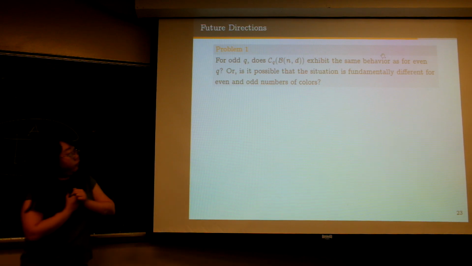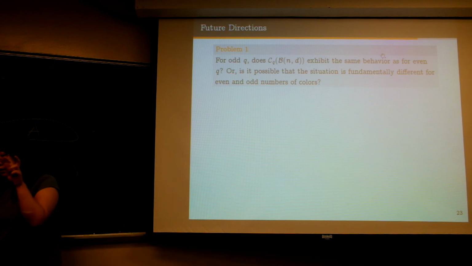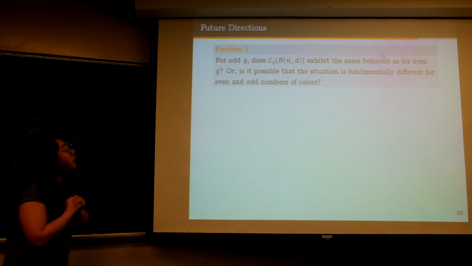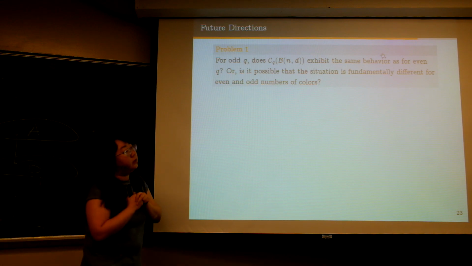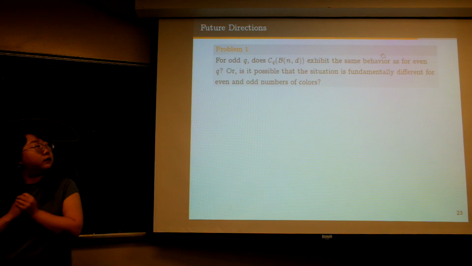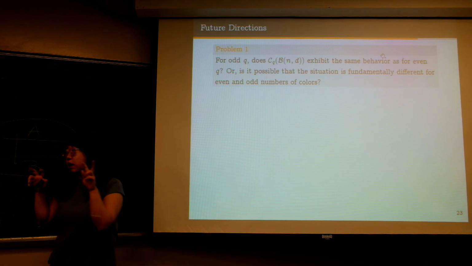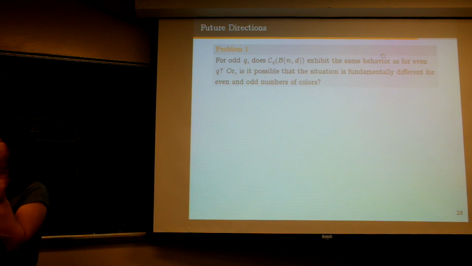We couldn't prove it for odd Q, as I briefly mentioned, because we couldn't distinguish two patterns, which is a very subtle part. And so the question is, for odd Q, do the proper colorings exhibit the same behavior as for even Q, like the same ground state? Or is it possible that you must introduce more ground states?